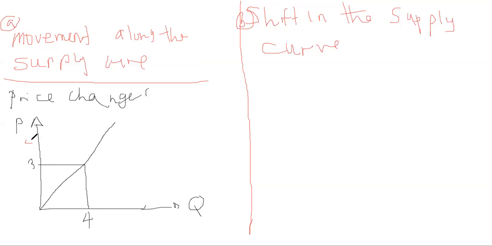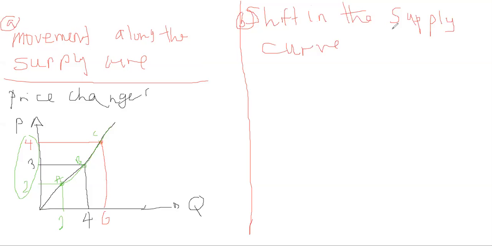Let's say the price increases to 4 here. The quantity supplied could be, let's say, 6. If there's a reduction in price to 2, then the quantity supplied could be 2. Let's call these points A, B, and C. Going from A to B to C, we call it movement along the supply curve. And this movement, A, B, C, is caused by a change in prices.